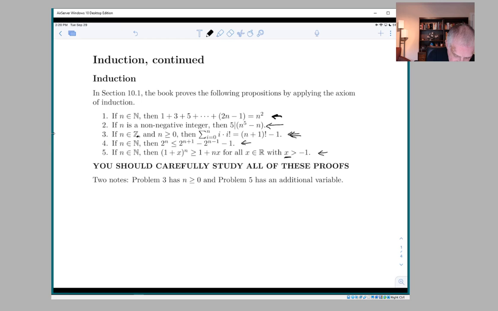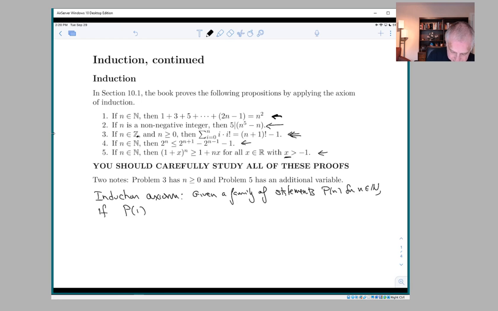So in fact, the induction axiom says, given a family of statements P of n for n in the natural numbers, if P of 1 is true, and for all n in the natural numbers, P of n implies P of n plus 1, then P of n is true for all n.